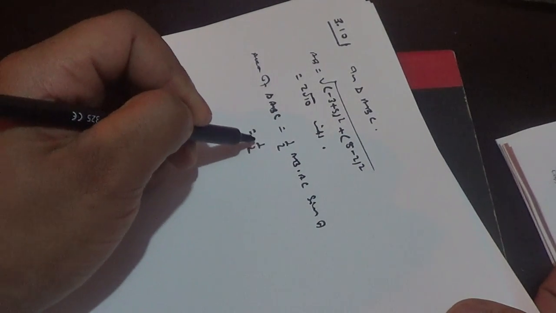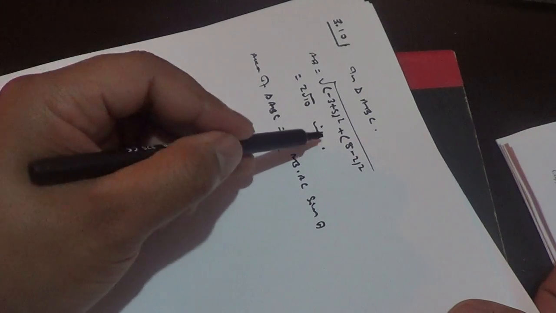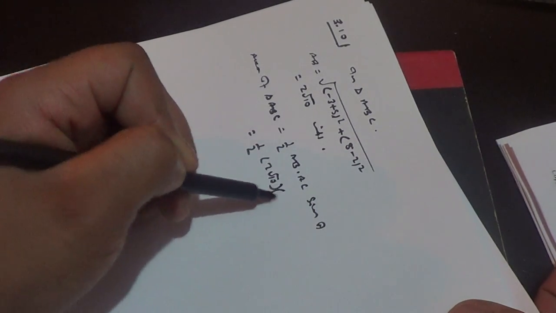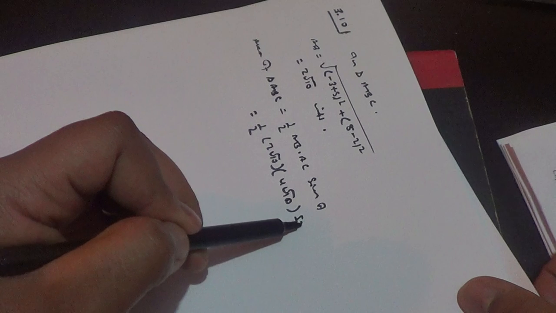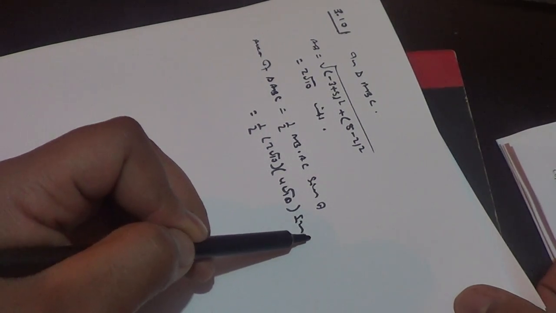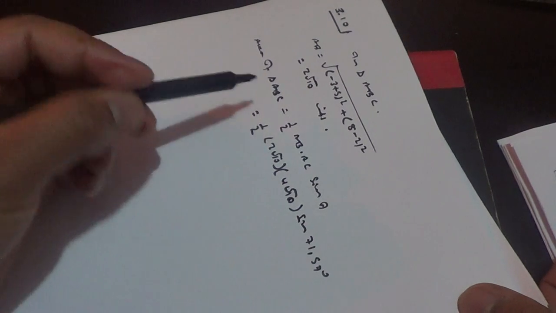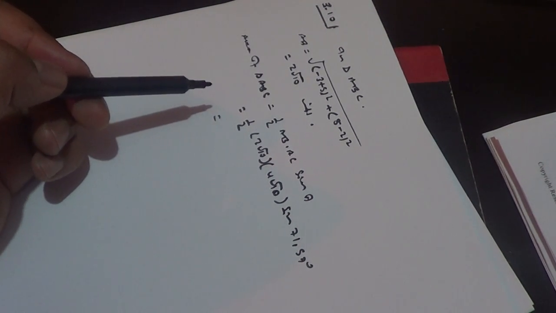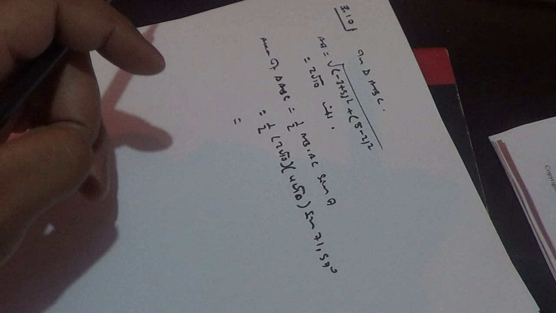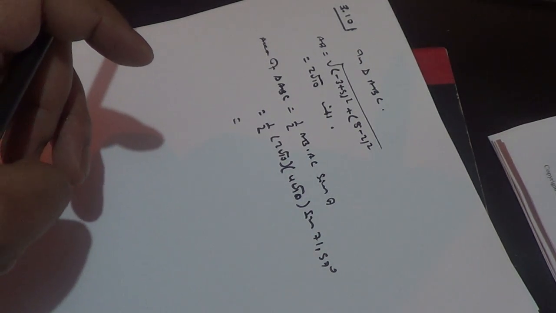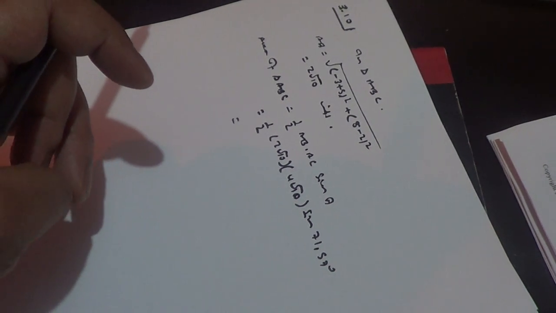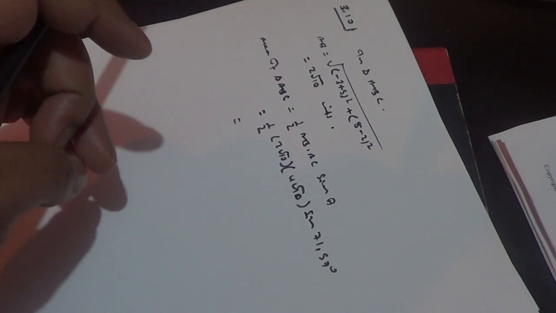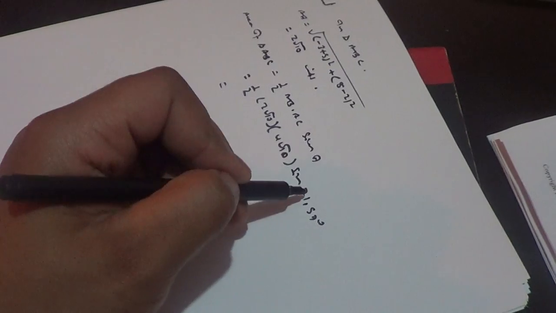This is half AB, which we now know is 2 root 10. AC, we found out it's 4 root 10 above. And then the sine of our newly found angle, what did we find? 71.57 degrees. So we do our thing. But my theta is wrong, man. I played a dangerous game. That angle is 90 degrees. That is not correct. This is 90 degrees.